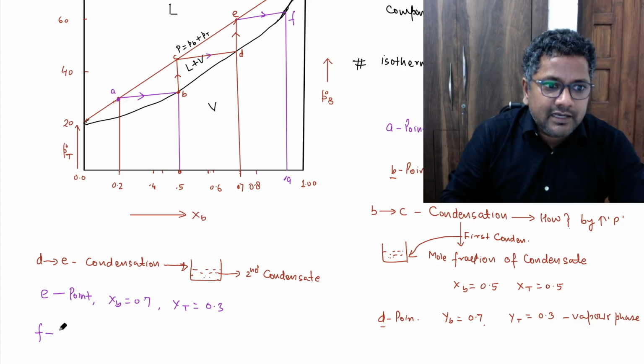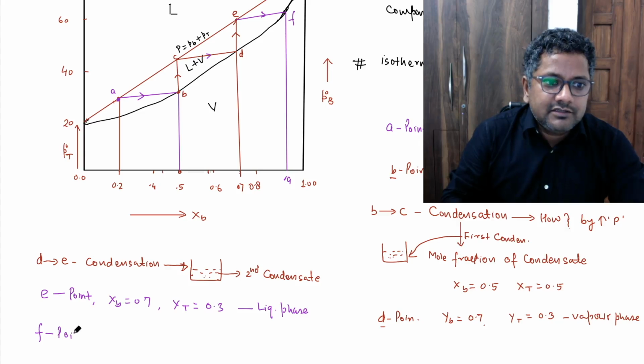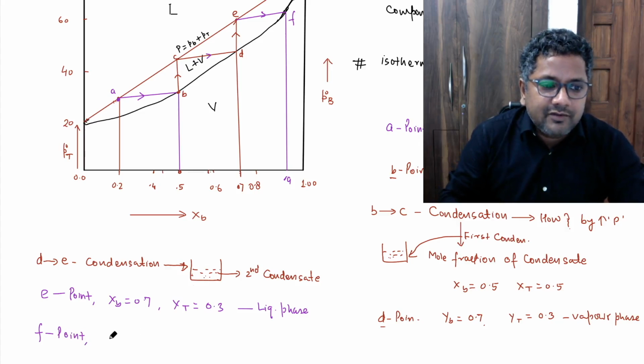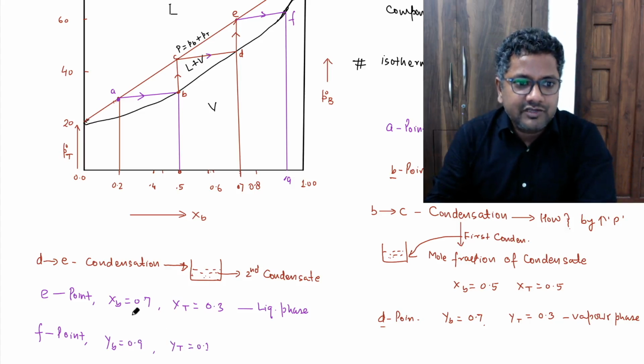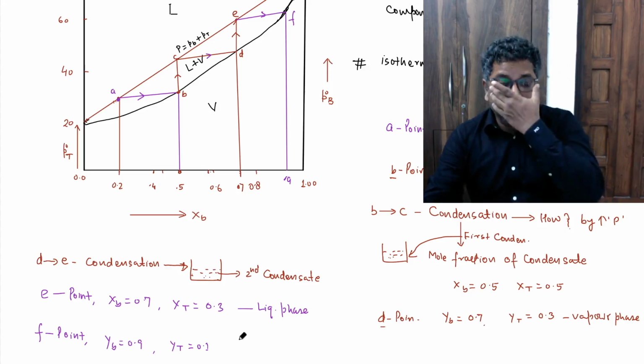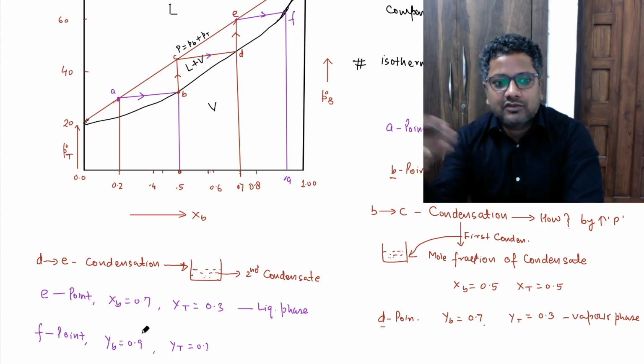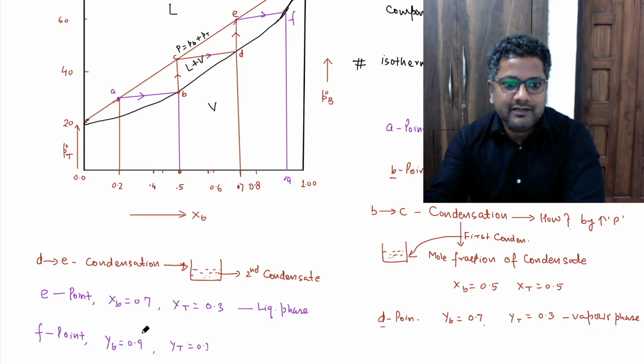So at F point, this is liquid phase. Now at F point, this is vapor phase, in which Y benzene is equal to 0.9, so Y toluene is equal to 0.1. So now see, your vapor becomes richer and richer. Now if you take the third condensate, in the third condensate your benzene is 0.9 and so on. If you do fourth condensate, fifth condensate, you will get pure benzene.